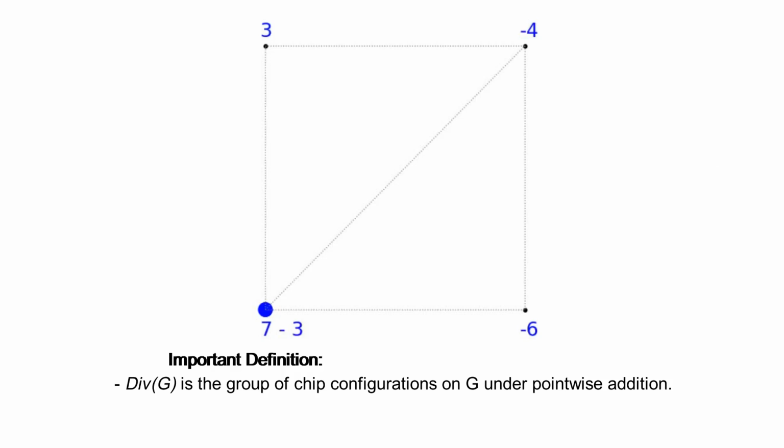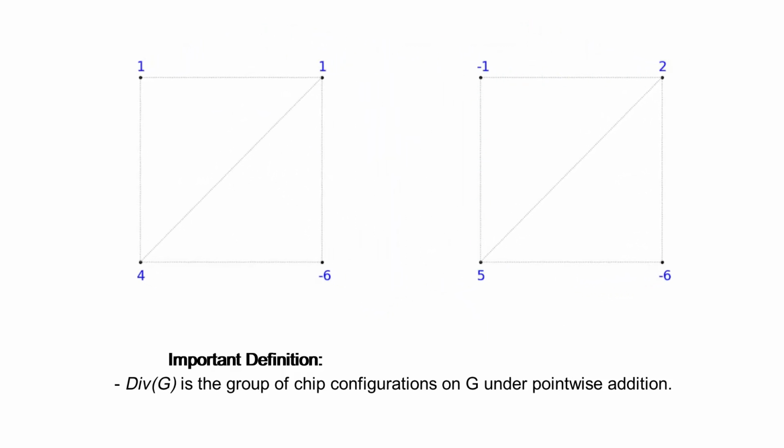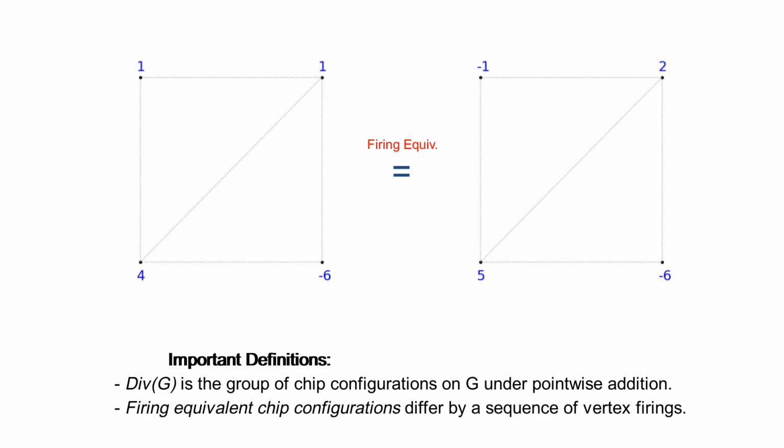Things get more interesting when we can fire chips across edges. When a vertex fires, it sends 1 chip to each of its neighbors. For this talk, any vertex is allowed to fire, even if it has a negative chip count. Notice that the ordering of firings is irrelevant for the resulting configuration. Also, if we fire every vertex, we get back to the configuration we started with. We say that chip configurations are firing equivalent if we can get from one to the other through some sequence of firings.